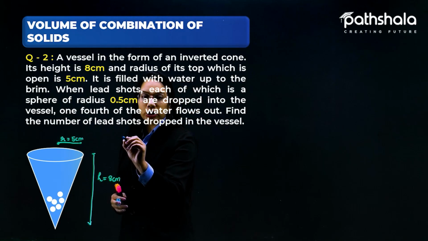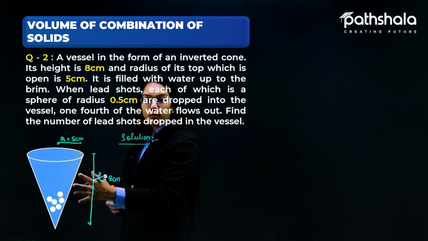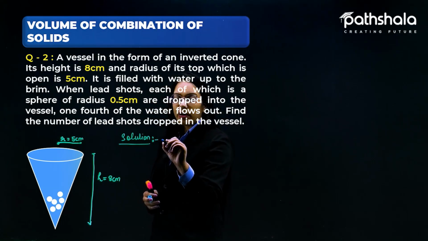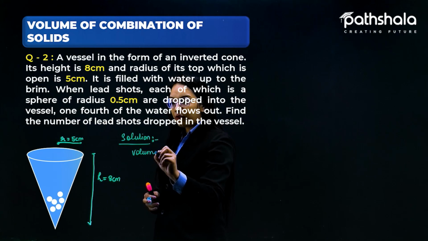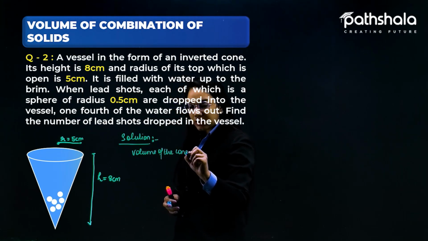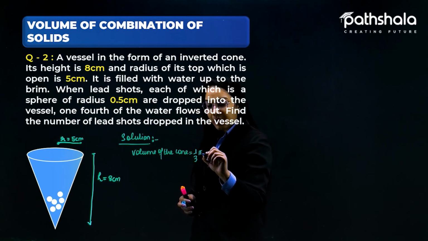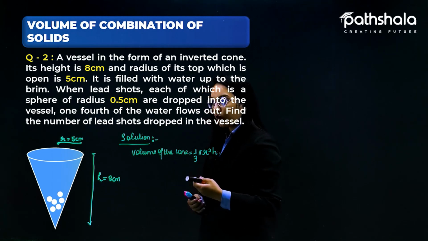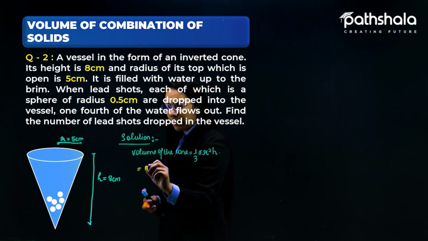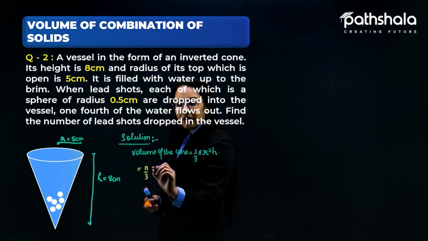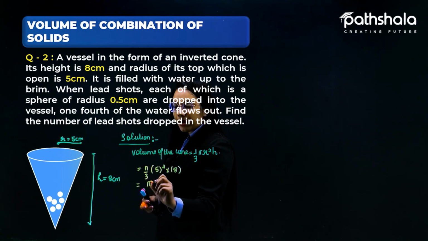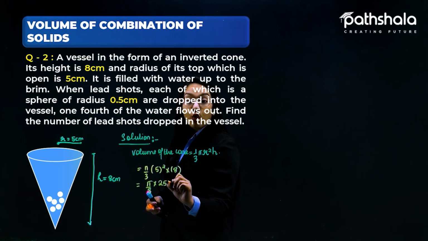First of all, let's write what are the things that are given to us. Let's start with finding out the volume of this particular inverted cone. The volume of the cone is equal to 1/3 pi r square h. Now let's plug in all the values. Keeping pi as it is, we have pi/3, radius 5 whole square, and the height is 8. So this is pi/3 into 25 into 8.